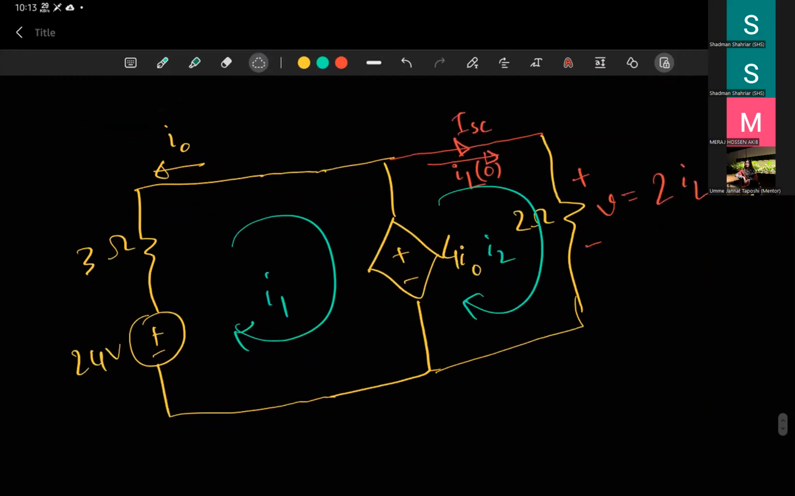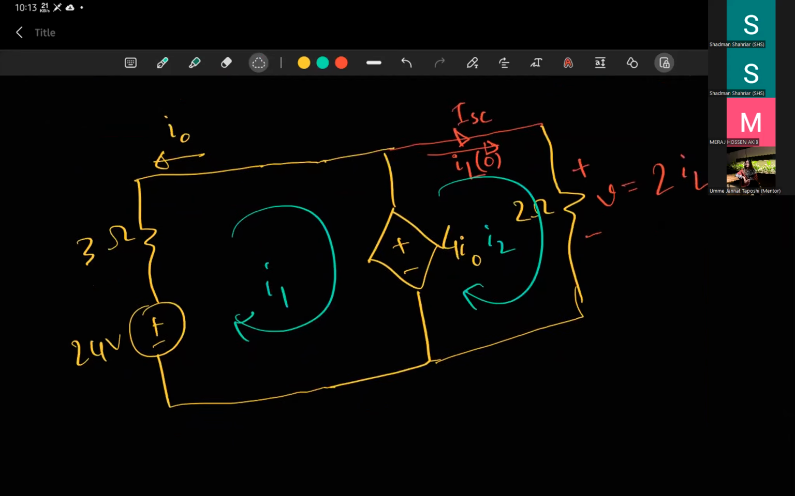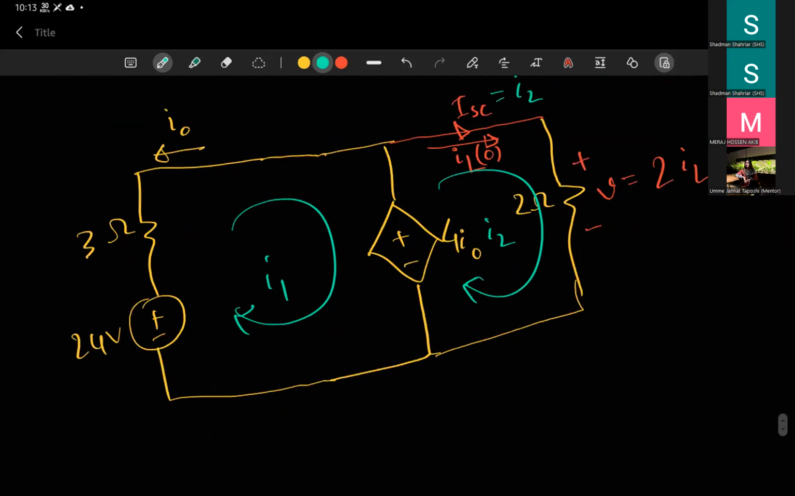Looking at this problem, you have to find ISC. So again, the value of ISC is basically I2. Okay, so we need to write mesh equation for these two meshes, and we don't have any supermesh here. When doing mesh analysis, first check whether you have a current source. There is no current source here, so that is why we are completely fine. We should do just KVL on these two meshes.